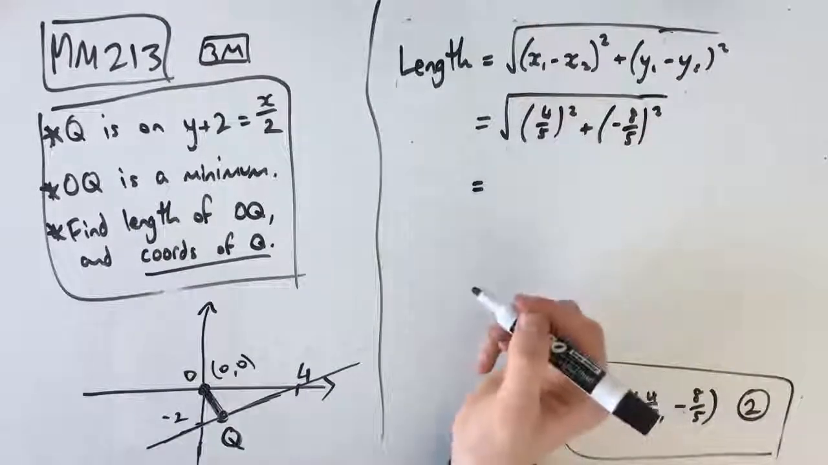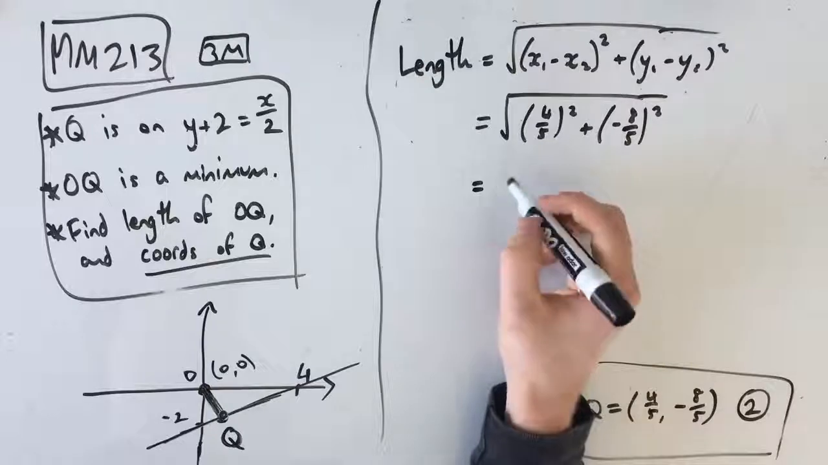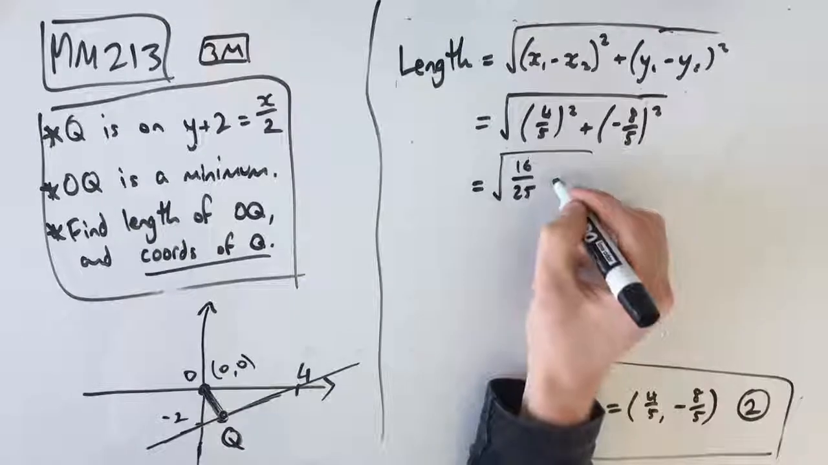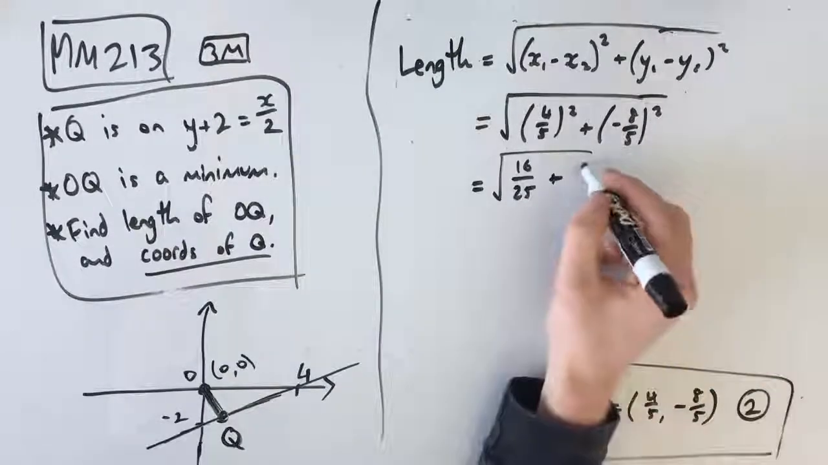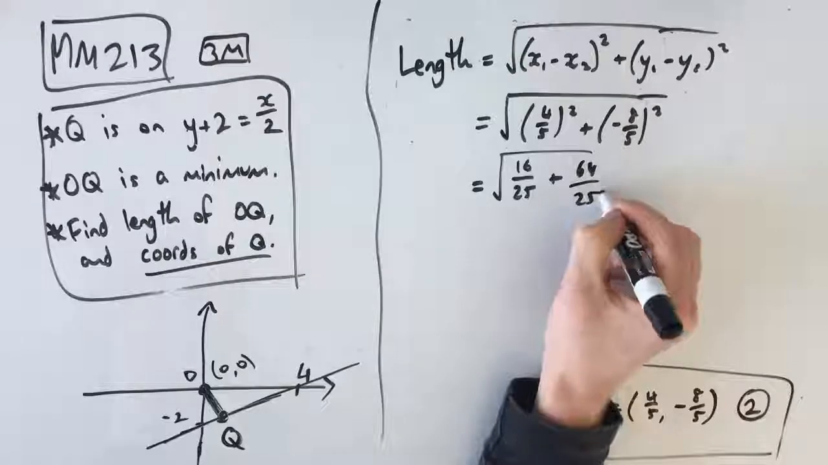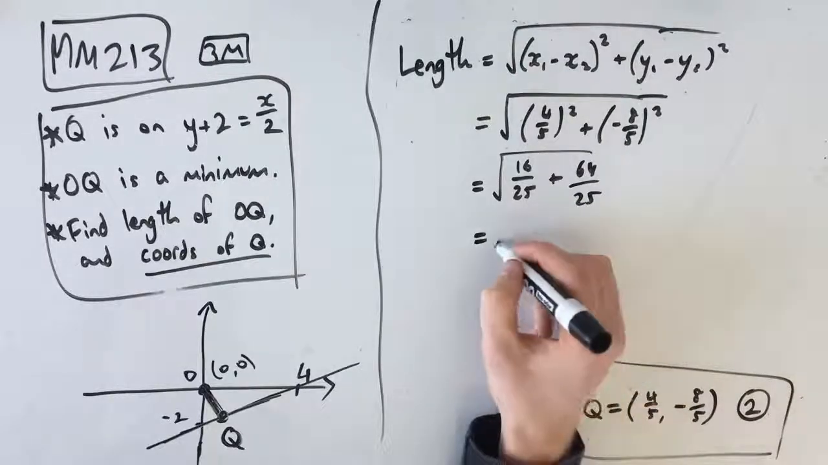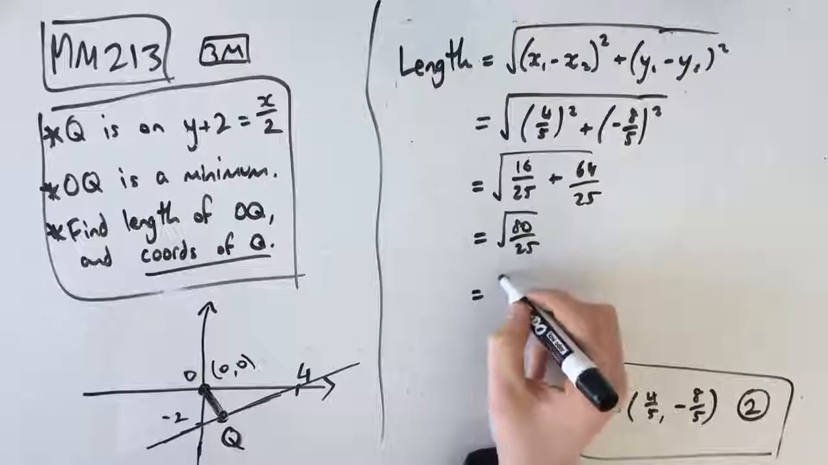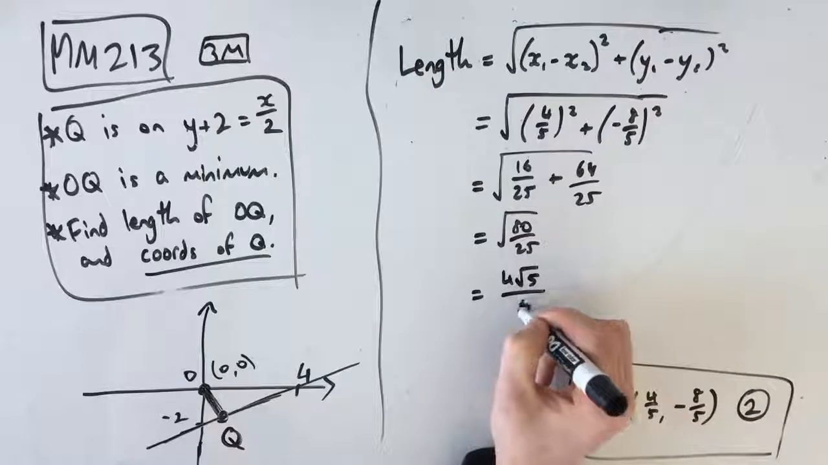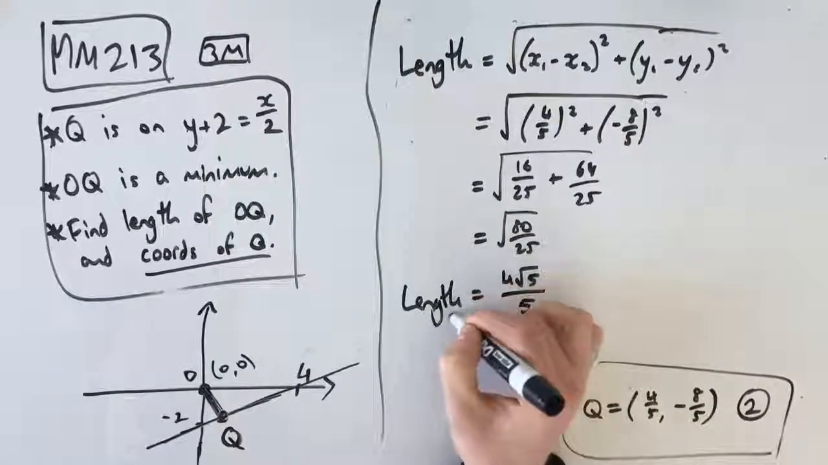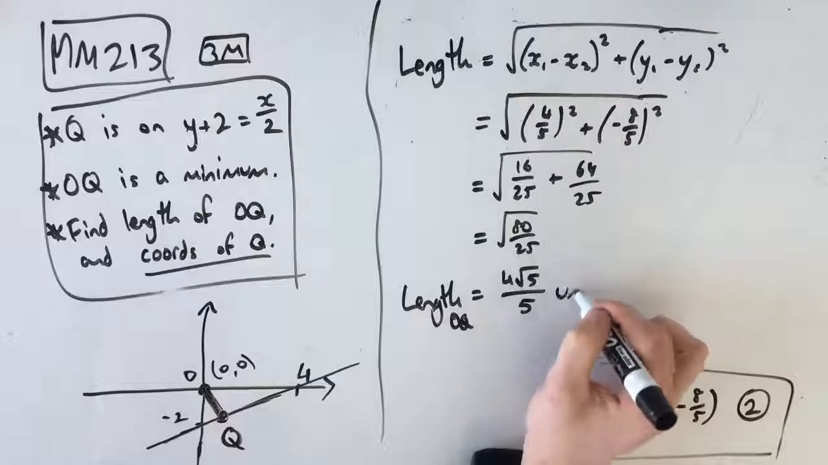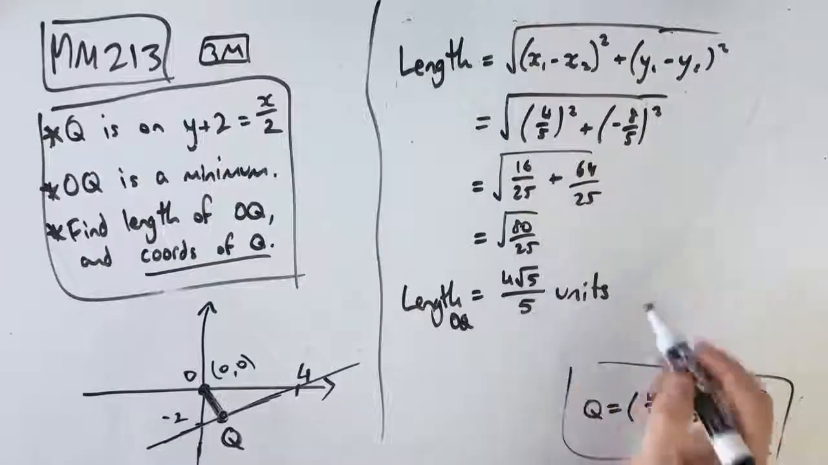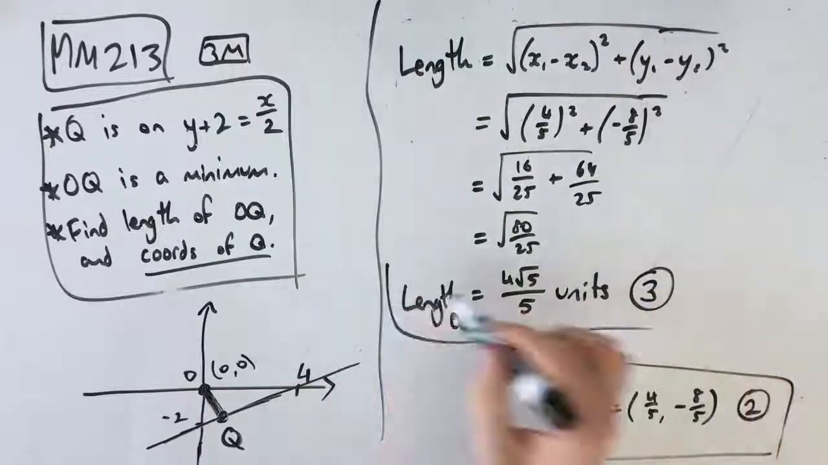Sweet. From here, we can simply say that we get the square root of 4 squared is 16 on 5 squared is 25 plus negative 8 squared is 64 on 25. From here we get root 80 on 25, and then that can simplify to 4 root 5 over 5, which is our answer, and don't forget units, right? Because whenever we're talking about length or distance, we need to have a unit. If we don't have a unit, we just say units. That's our third mark.